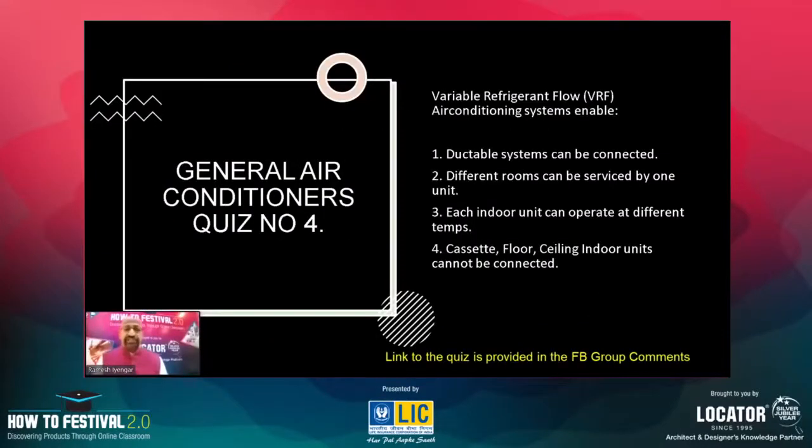Let's take the next question and the last for the quiz, which is number 4. Variable refrigerant flow, that is VRF, air conditioning systems enable, listen carefully, look carefully: 1, ductable systems can be connected. 2, different rooms can be serviced by one unit. 3, each indoor unit can operate at different temperatures. And 4, cassette, floor, ceiling indoor units cannot be connected. You have to click the right answer for this question.